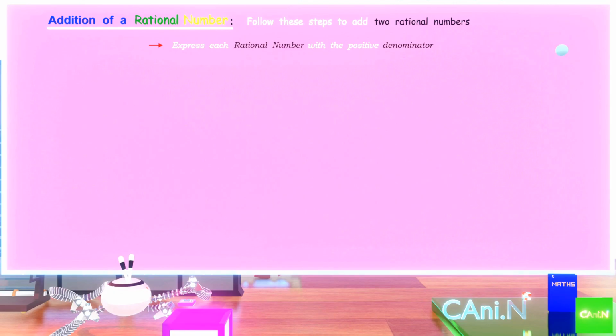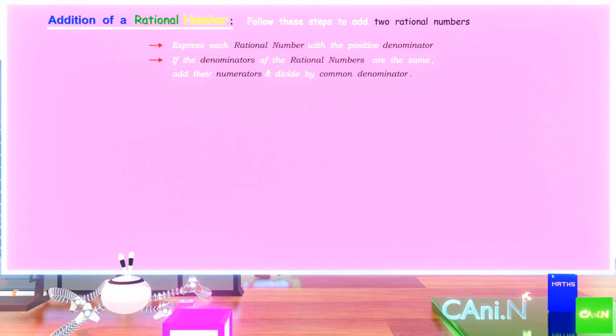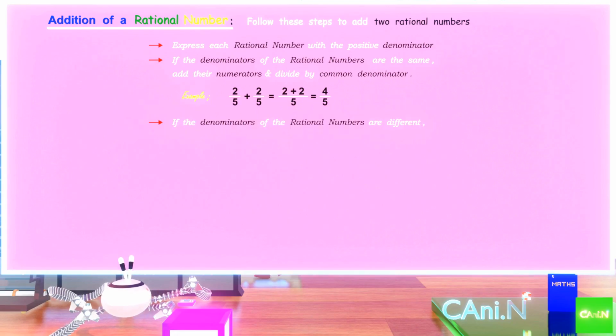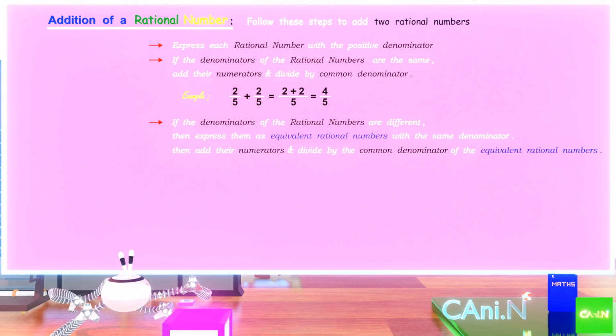Addition of a rational number. Now, follow these steps to add two rational numbers. Express each rational number with the positive denominator. If the denominators of the rational numbers are the same, add their numerators and divide by common denominator. If the denominators of the rational numbers are different, then express them as equivalent rational numbers with the same denominator. Then, add their numerators and divide by the common denominator of the equivalent rational number.